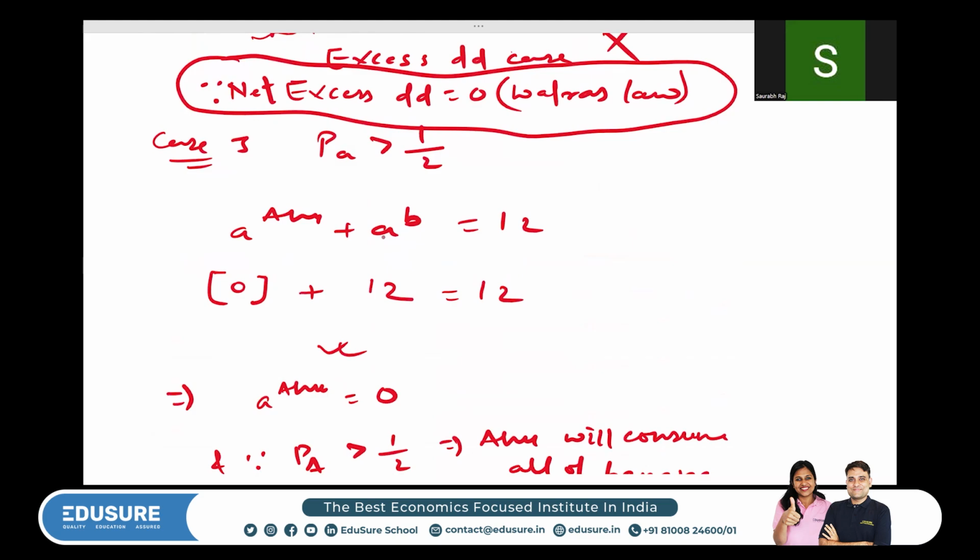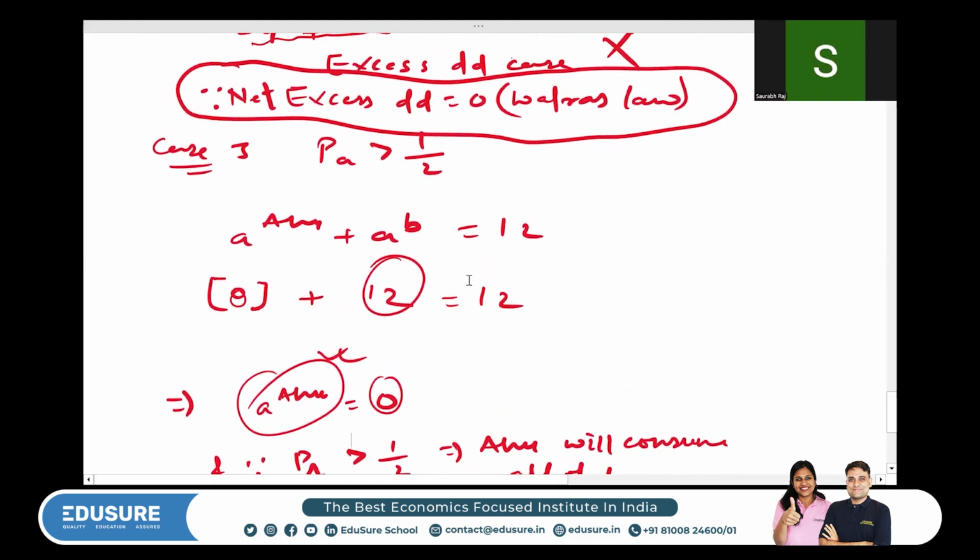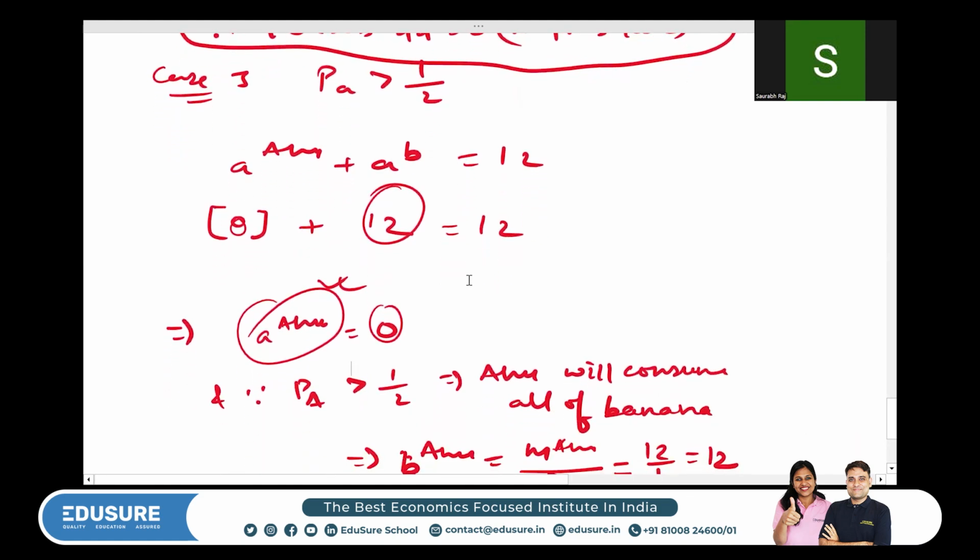then we have that A of Anu will be 0. Why? Because MRS is greater than the price ratio, and this will be 12. So Anu will be consuming 0 of apricot, and banana will be 0. Okay, sorry, A for Binu. This is A for Binu, this is not A banana. So A for Binu will be 12 only. So this case is also valid.